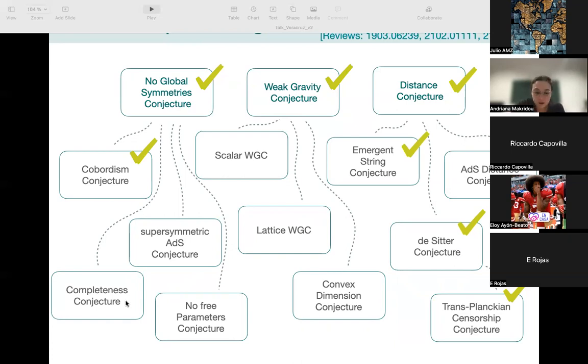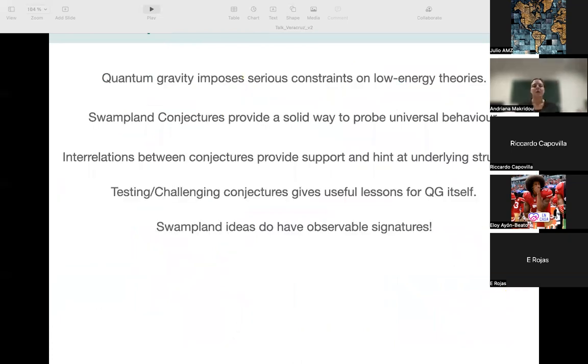So I would like to conclude with my next slide, which is that quantum gravity is imposing serious constraints on low energy theories. The Swampland conjectures are providing a solid way to probe what this universal behavior is. The interrelations between the conjectures are providing support and show that probably there is some common underlying structure.